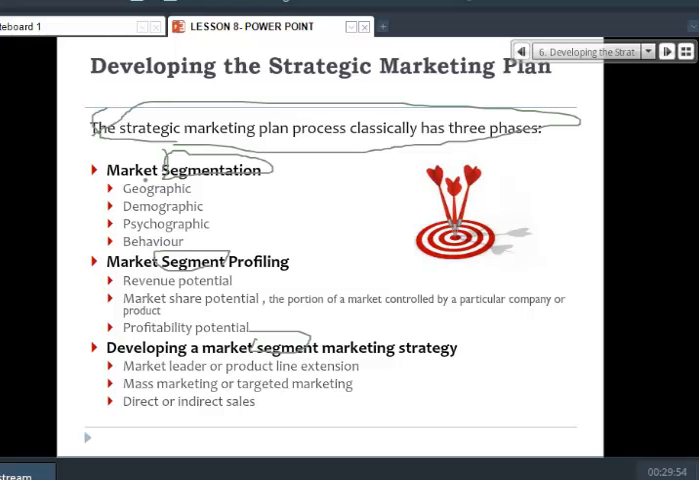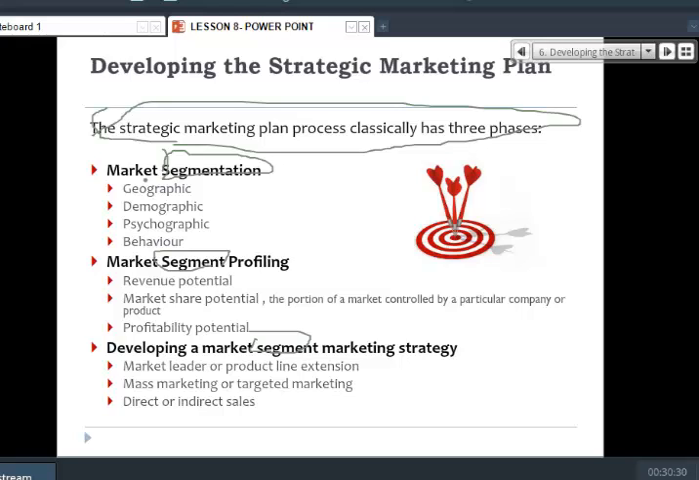Market segment profiling. You need to know the profile, the background of your segment, whether they have revenue potential. So you need to know the budget also about your customers. You need to have also, let's say, an annual budget revenue for your sales.